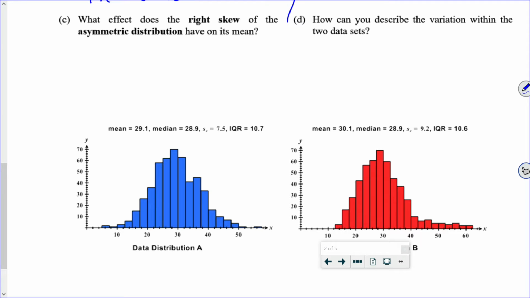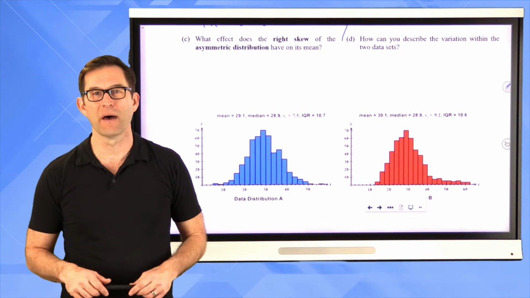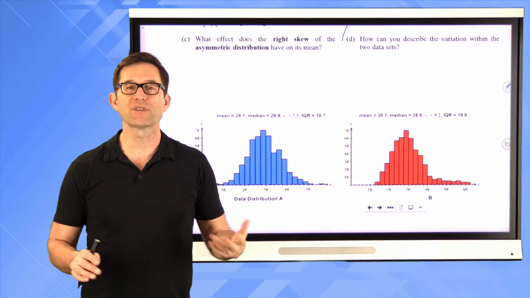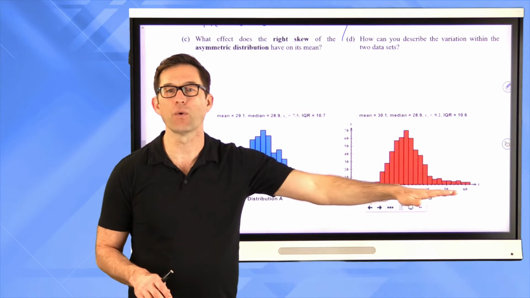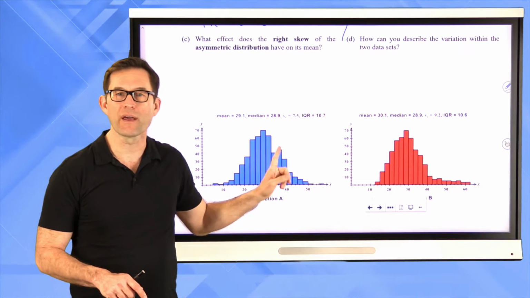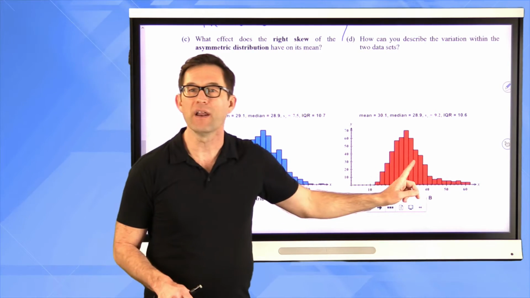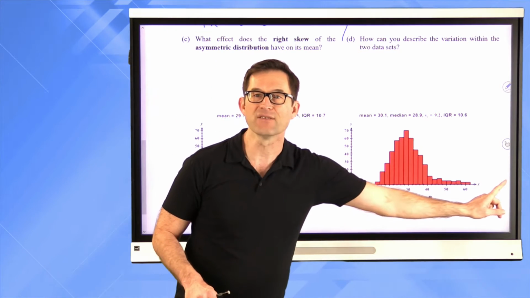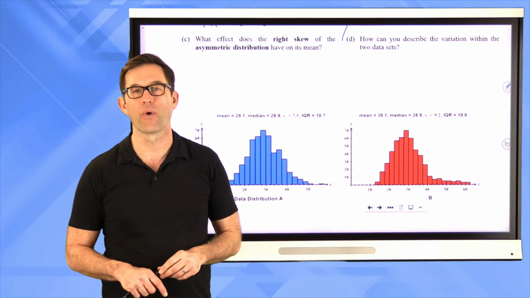What effect does the right skew of the asymmetric distribution have on its mean? Before we get into that, let's talk about the terms that are bold-faced there. First, the right skew. A skew means that basically there's a tail that points off in one direction. Here we've really got this thing extending in this direction and in that direction. But in this particular distribution, it kind of stops here and extends way out to the right. That's what's called a rightward skew or a right skew.